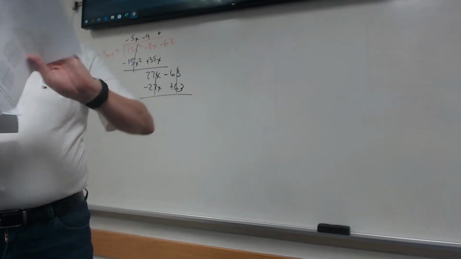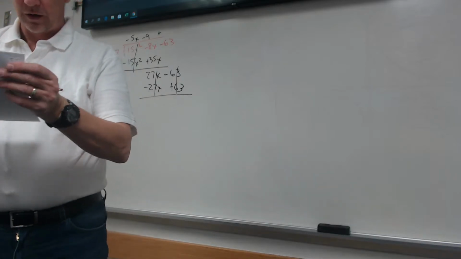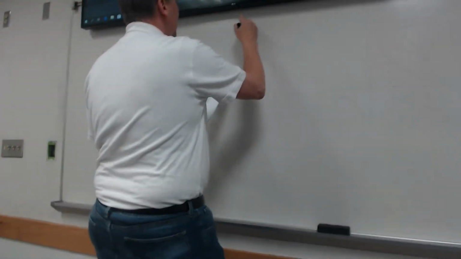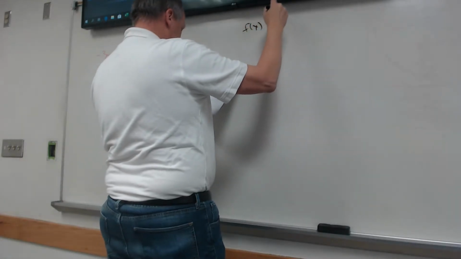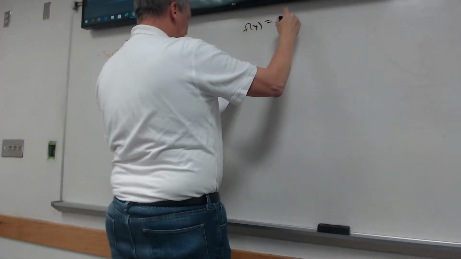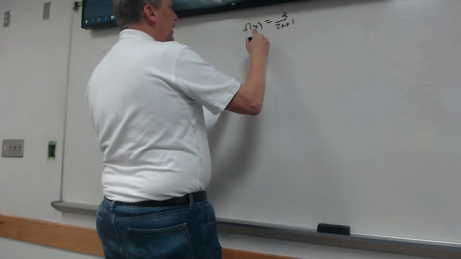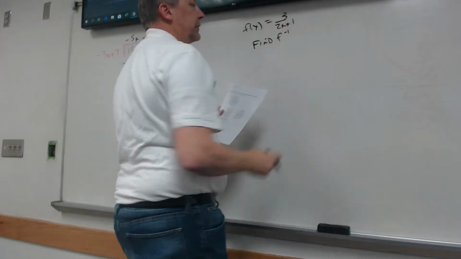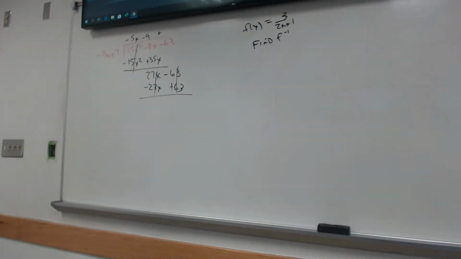Number 3 on the review. Number 3 on the review. Okay, f of x equals 3 over 2x plus 1. Find f inverse. How do you do that? That was on the last test, actually.